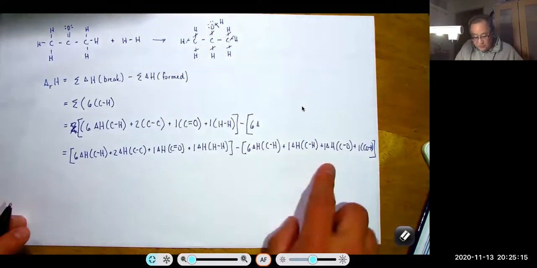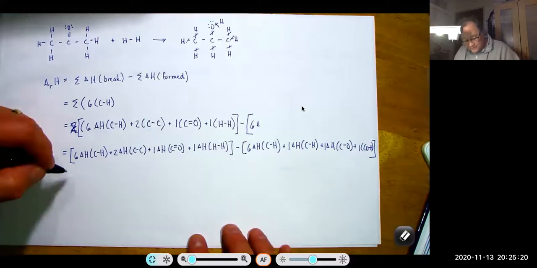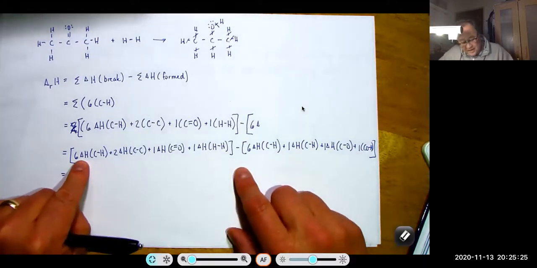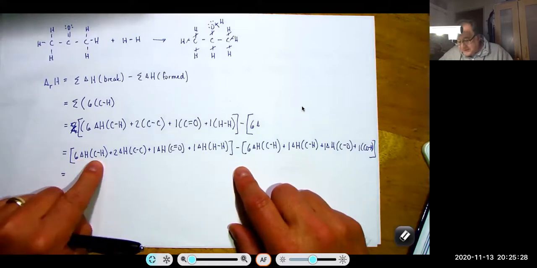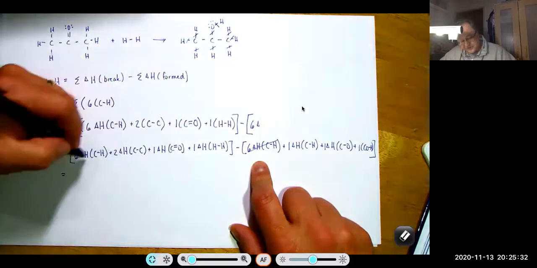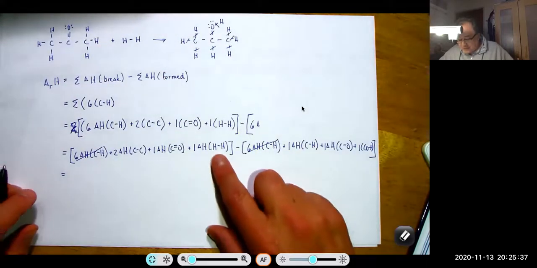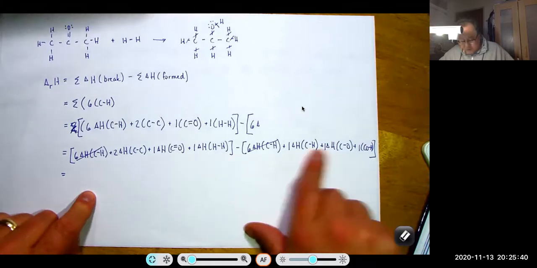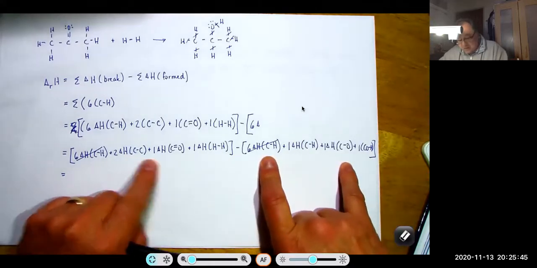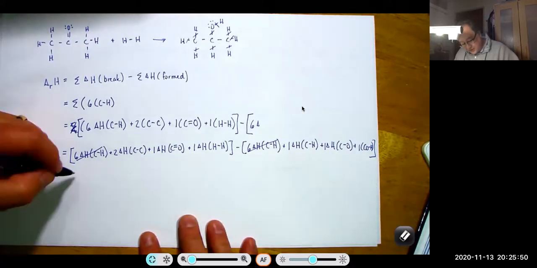Okay, so we need to look up the enthalpy change, or the bond dissociation energy, for each of these types of bonds. Now, you can tell here that since we have 6 carbon-hydrogen bonds and 6 carbon-hydrogen bonds, this minus this is going to be a push and be 0. So we don't need to look those up. Now look at this. We have a hydrogen-hydrogen bond. Do we have one over here? Nope. We have a carbon-carbon bond. Do we have any over here? Nope. Carbon-carbon double bond. Do we have any over here? Nope. So we need to look up all the rest of these.